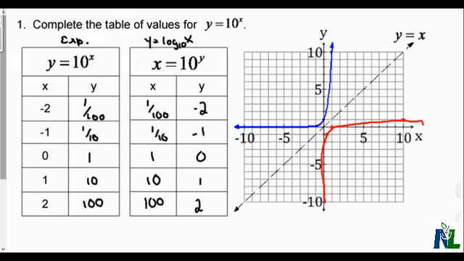But what we can see is that the graph in red here is a reflection right across that line. And again, that occurs because the domain and range have been switched from an exponential to a logarithmic function. So where we couldn't cross 0 for the y values for an exponential, we can't cross 0 for the x values for a logarithmic function.